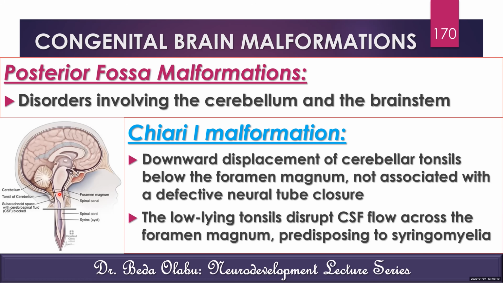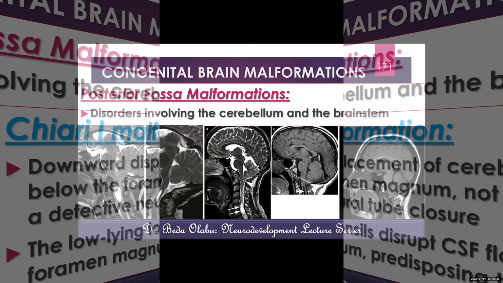This downward displacement of the tonsil causes disruption of the CSF as it flows through the foramen magnum. And this usually predisposes to formation of a syrinx within the spinal cord. So Chiari 1 malformation is associated with syringomyelia for that particular reason. These images show you Chiari 1 malformation.